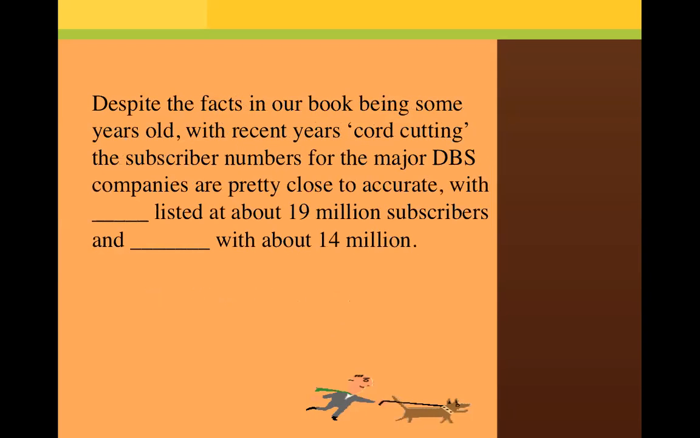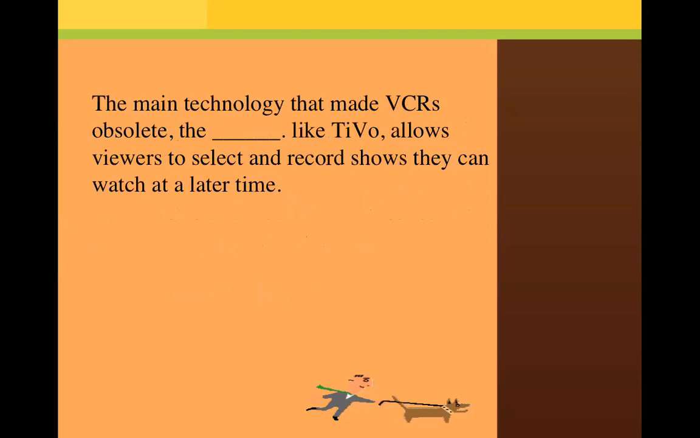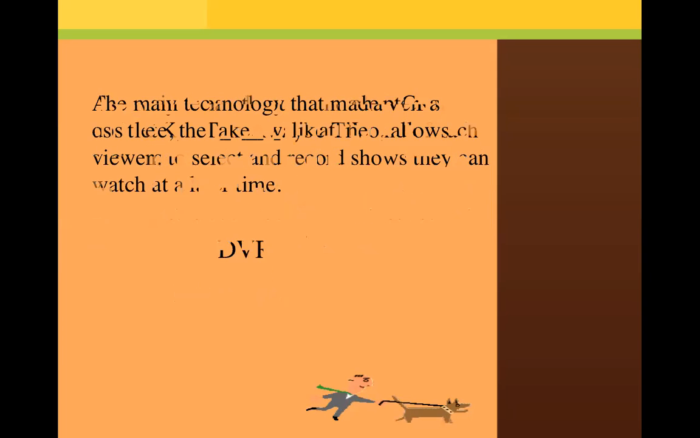DirecTV. Despite the facts in our book being somewhat years old, recent years of cord cutting make the major DBS numbers pretty close to accurate. So as our book tells us, DirecTV has about 19 million subscribers and Dish has about 14 million subscribers. The main technology that made VCRs obsolete, like the TiVo, allows viewers to select and record shows they can watch at a later time, is a DVR.